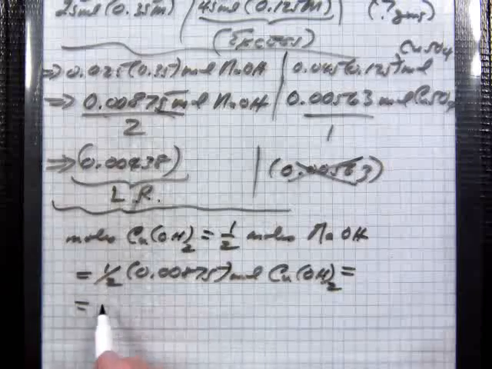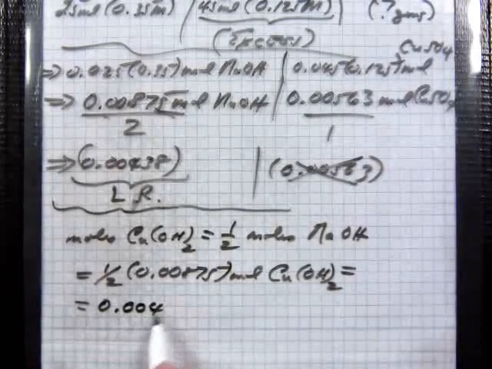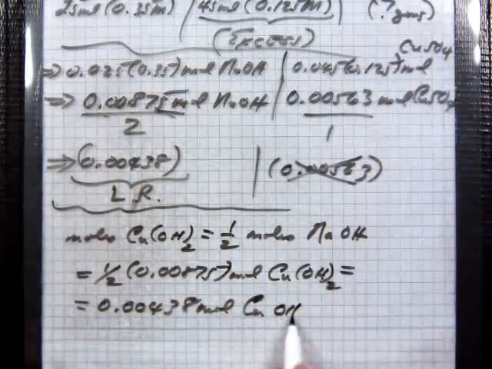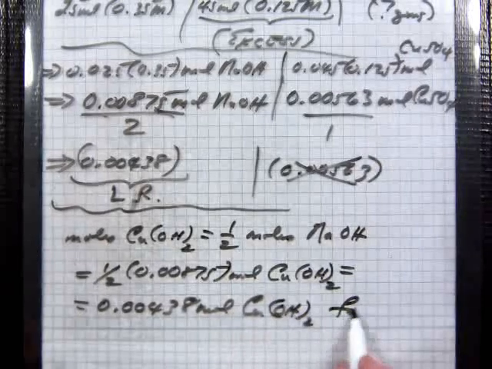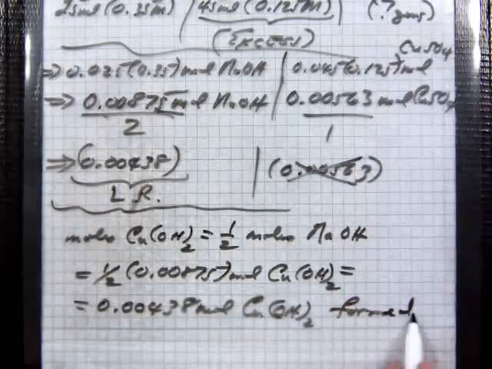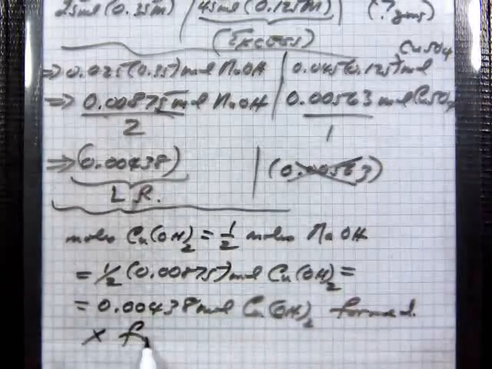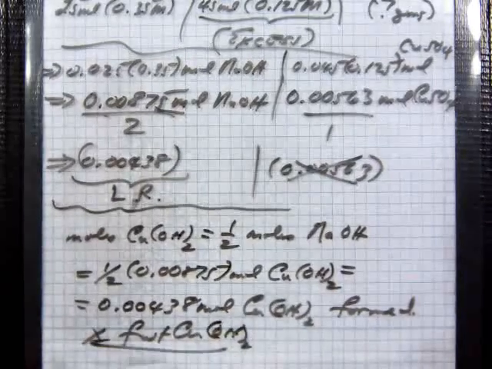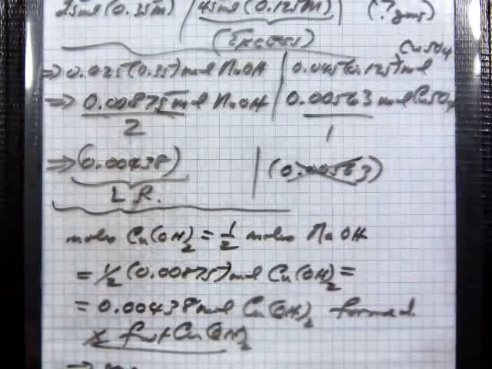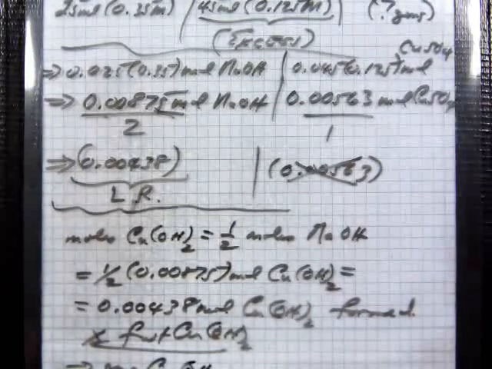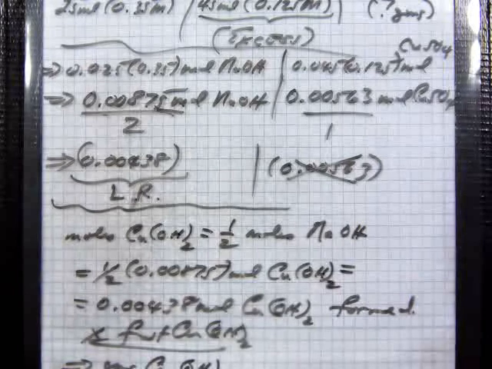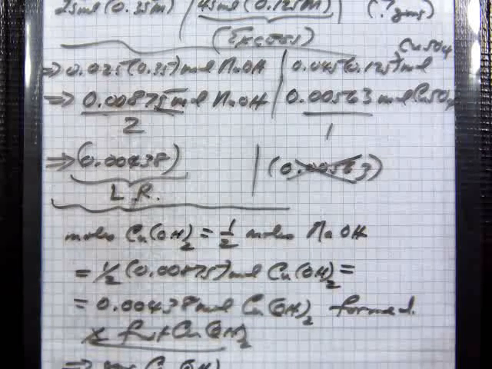So we should use 0.00438 mole of the copper hydroxide formed, and then times the formula weight of the copper hydroxide. Of course, that will give you the grams of copper hydroxide. So once you get to the moles, everybody should be able to handle it from there.